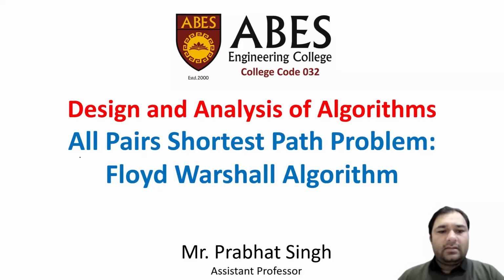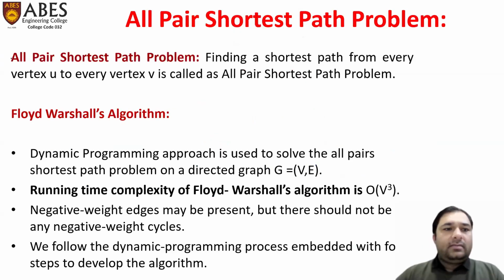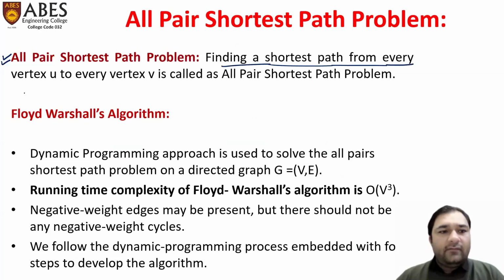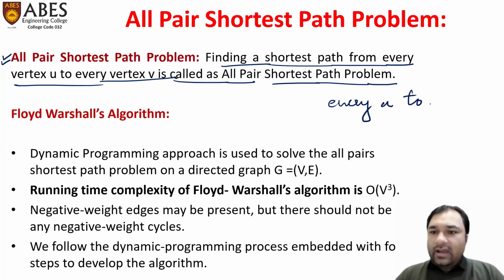Today, we will discuss the Floyd-Warshall algorithm in this lecture. This is the all-pair shortest path algorithm. Now, what does all-pair shortest path mean? It means that finding a shortest path from every vertex U to every vertex V is called an all-pair shortest path.